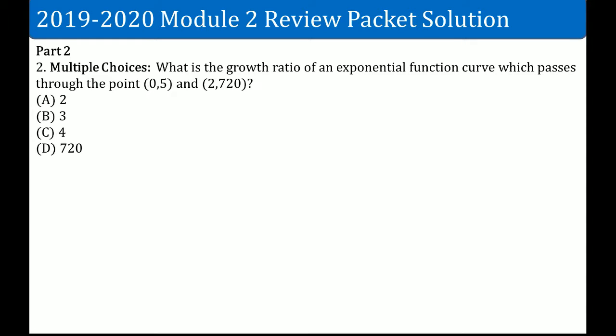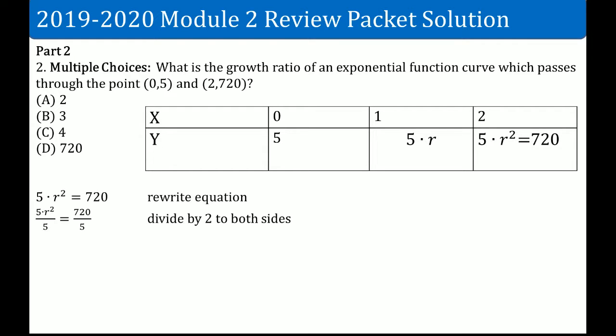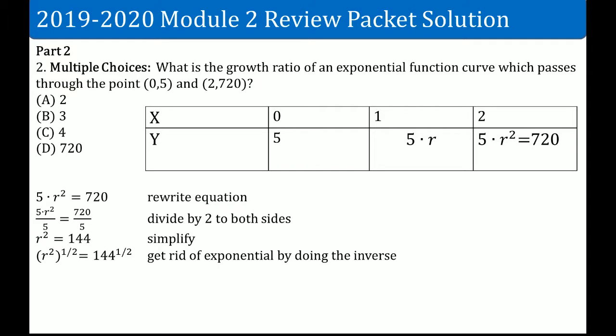2. What is the growth ratio of an exponential function curve which passes through these points (0, 5) and (2, 720)? I make my chart. My zero term is 5. My first term is 5 times r, and my second term is 5 times r squared equals 720. Rewrite the equation, divide by 5, get r squared equals 144, square root or take it to the power of 1 half. You should get 144 to the 1 half power is just 12. Basically, the square root of 144 is 12.